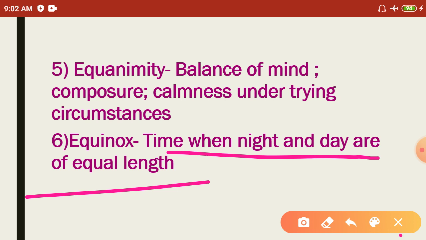If we are talking about the imaginary line on the globe, that is also known as what? Equator. Clear? The equator is the imaginary line which divides the entire earth into two parts, northern and southern. In the same way, when we are talking about equinox, it is the time when night and day are of equal length.